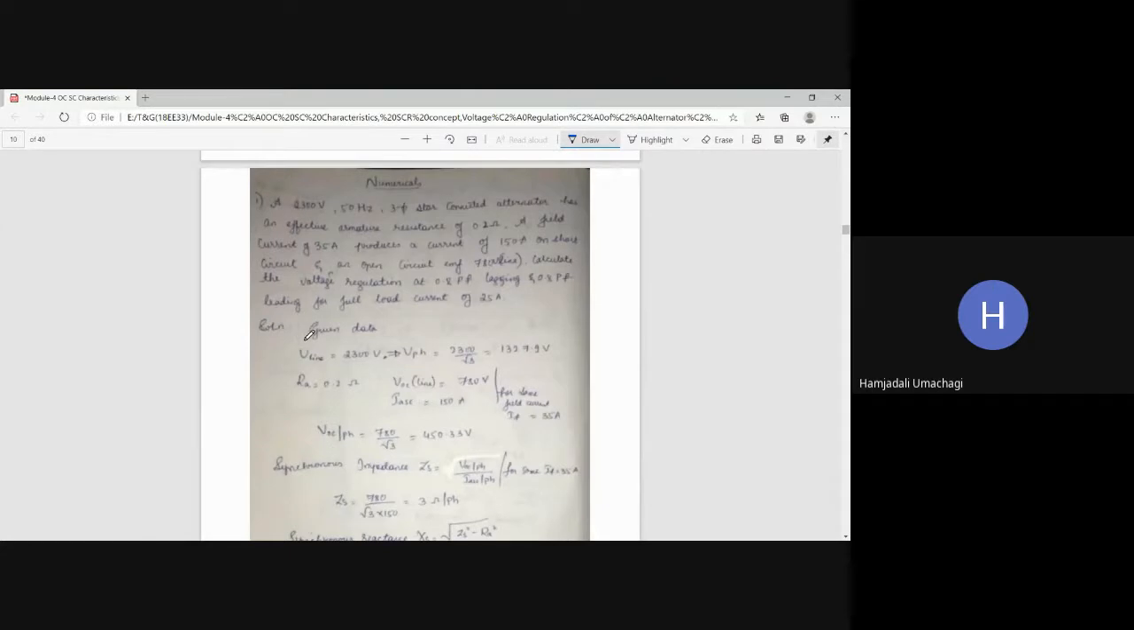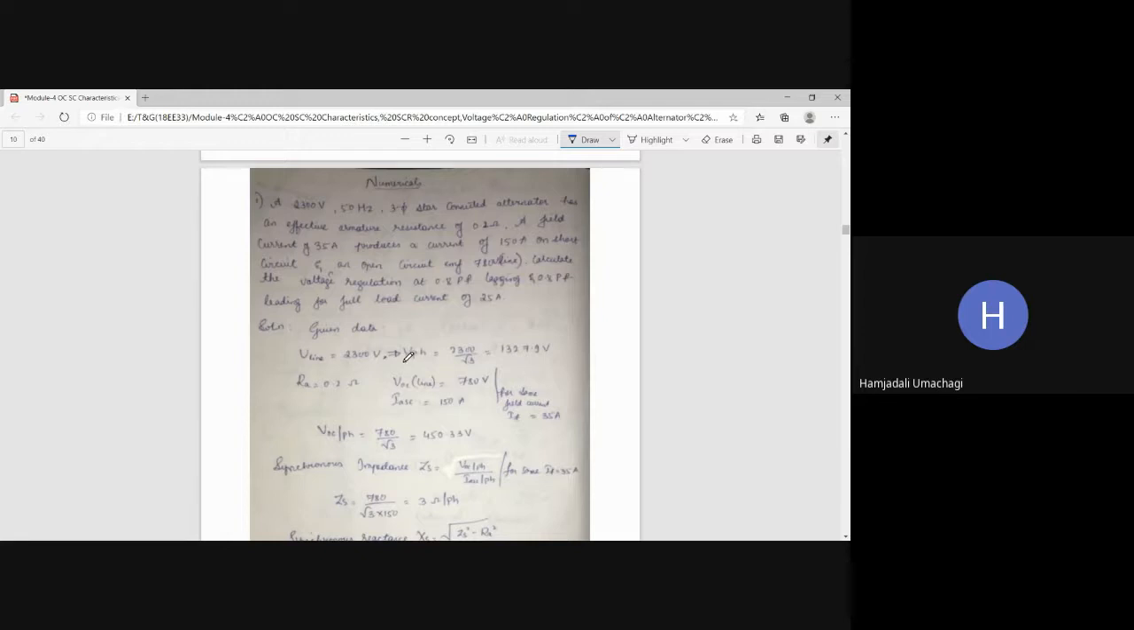So in the solution, first we'll write down all the given data. Here the alternator line voltage is given as 2300 volt. So V line is 2300 volt. Convert this V line to phase voltage. So phase voltage VPH is given by V line divided by √3. So 2300 volts divided by square root of 3 is equal to 1327.9 volts. So this is my VPH value.